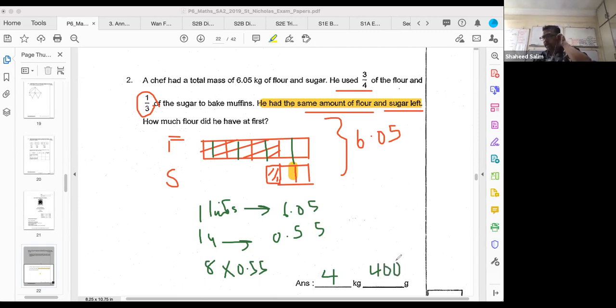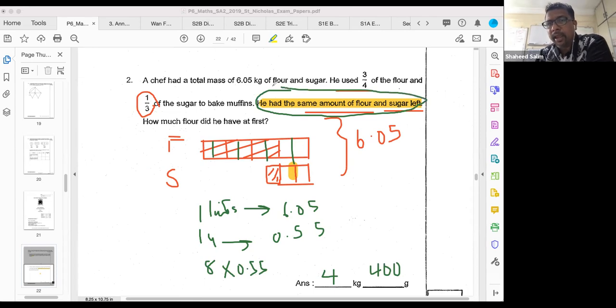Are you all okay? You understand the model? Who doesn't understand? Karisa, you understand the model? Akil, you understand the model? Yes. Zahin, you understand the model? Yes, sir. So the model down here, this is where the trick is. You have to look at the ending part. They have the same amount left.